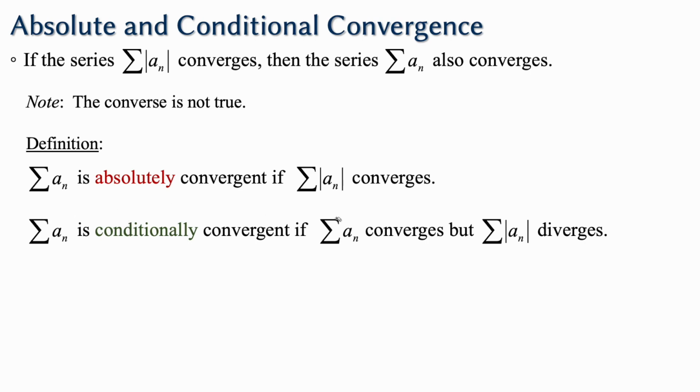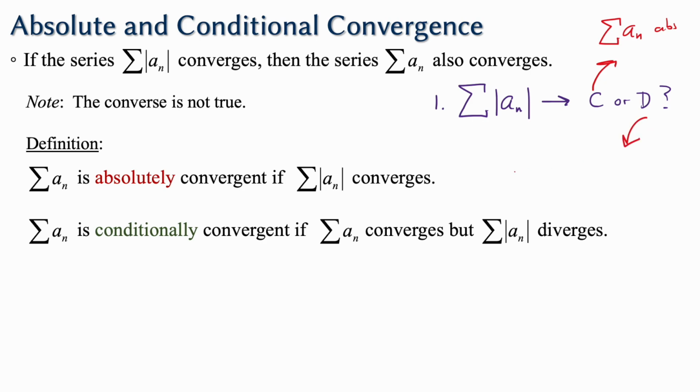Now, this is a little weird how it's worded. So the way I like to look at it is this. When I see any given problem, the first step is to look at what the series looks like without the alternating part of it. So I look at the absolute value and figure out whether it converges or diverges. Once I do that, if it converges, then I can say that the alternating series is going to absolutely converge. Obviously, if this diverges, then my next step is to ask, what do I know about that alternating series? If I do the alternating series test and it diverges, then it diverges.